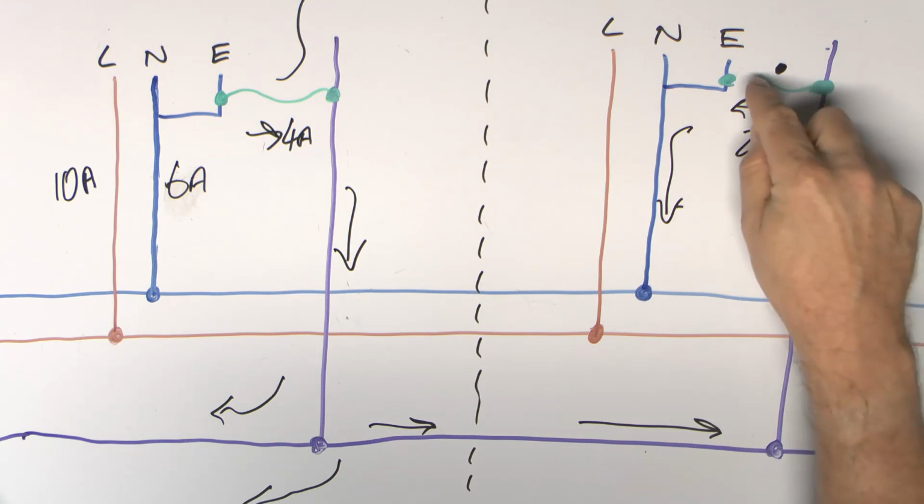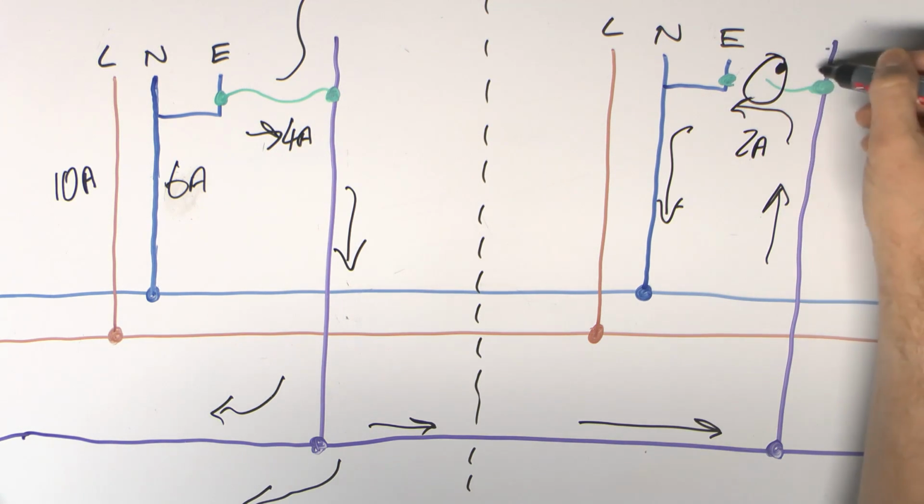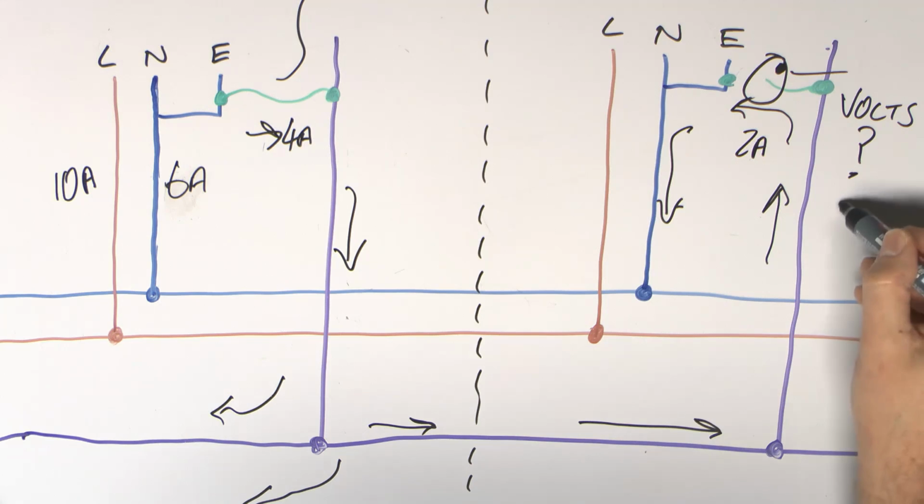first of all there's going to be no current there because obviously you've broken the circuit. But the key at this point here is what's the voltage going to be there? And the answer of course is going to be pretty much nothing.